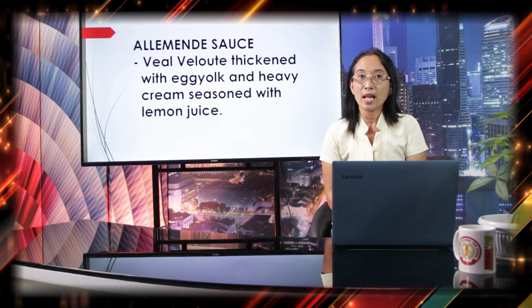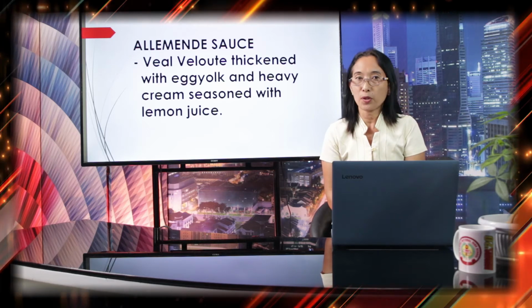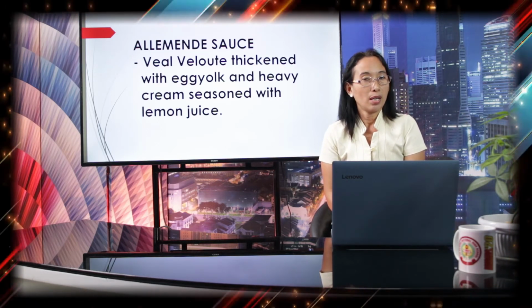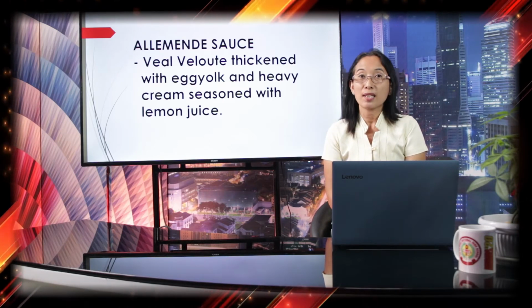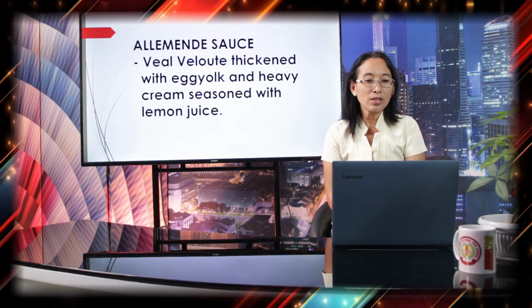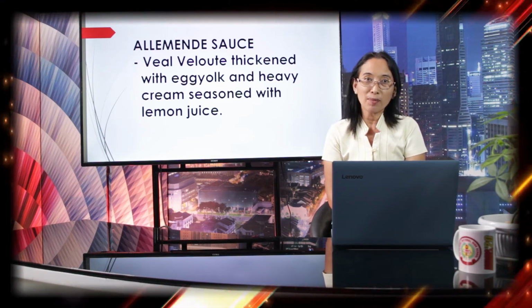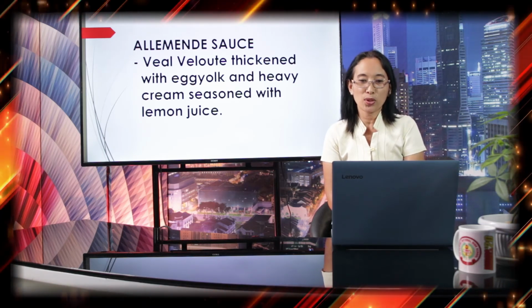Another is the almond sauce. For the almond sauce, the starting point is the veloute. Thicken it, or enhance it, with egg yolk and heavy cream, seasoned with lemon juice.